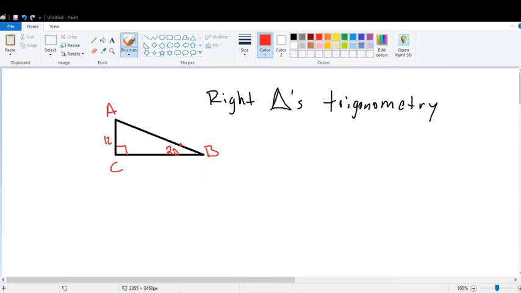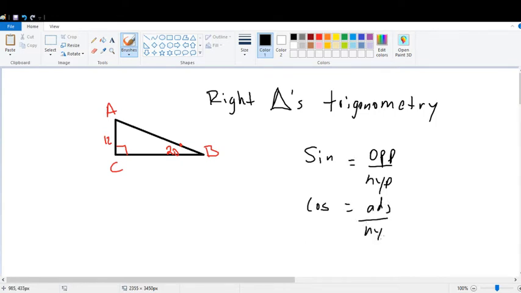Alright guys, so just a recap of what we learned today. 6 basic trig functions. Sine, really quick, sine stands for opposite over hypotenuse. Cosine is adjacent over hypotenuse. And we have tangent equals opposite over adjacent. So tangent is opposite over adjacent.